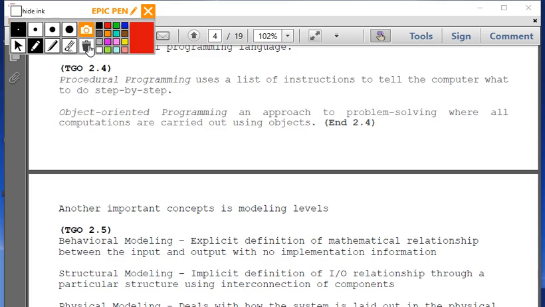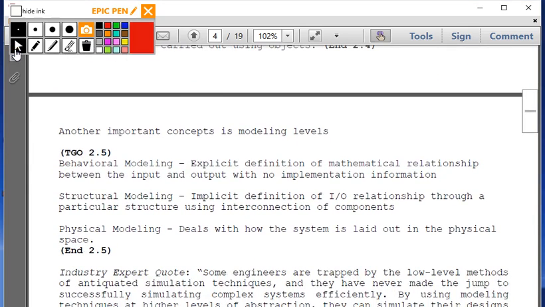But to be able to do all this, you have to understand the difference between behavioral, structural, and physical modeling. In behavioral modeling, we'll define it here as an explicit definition of the mathematical relationship between the input and output with no implementation information. So for an AND gate, A and B. The sum of the full adder is A XOR B XOR C. We don't really worry about what's going on inside the XOR, right?